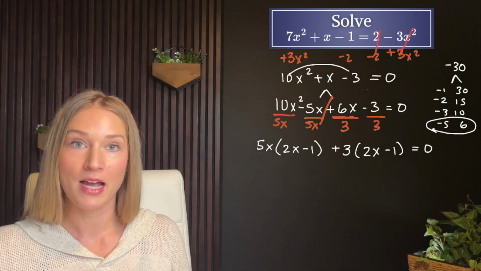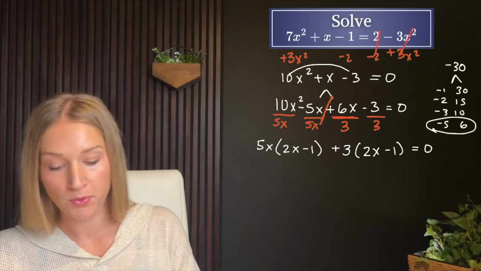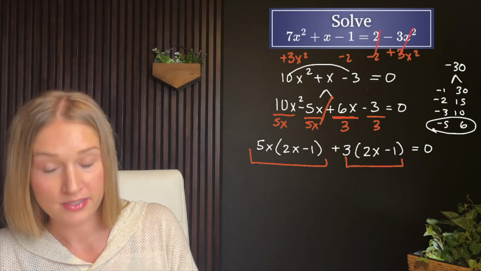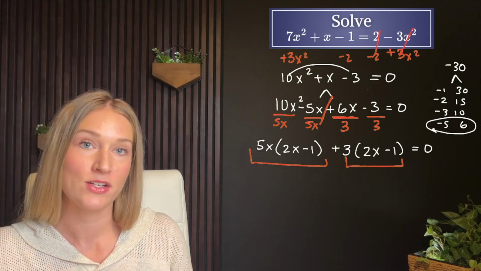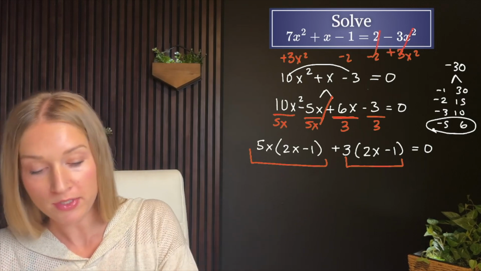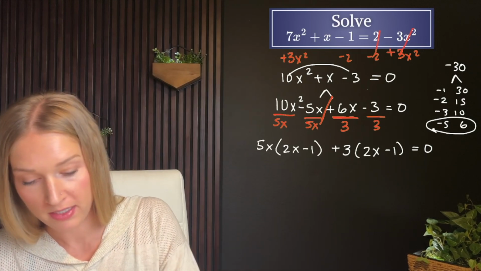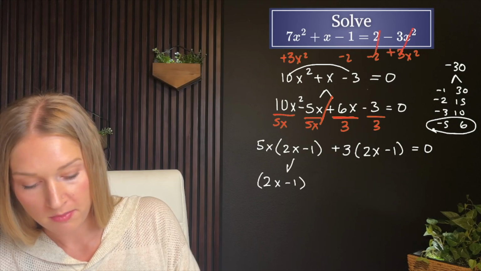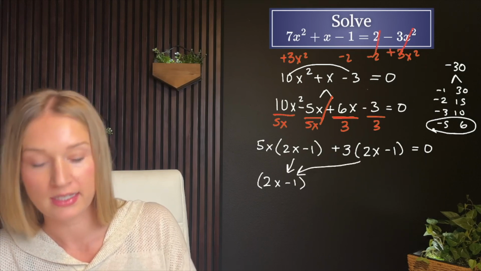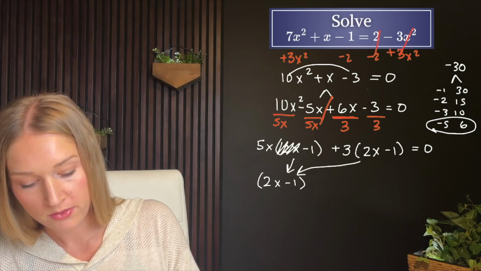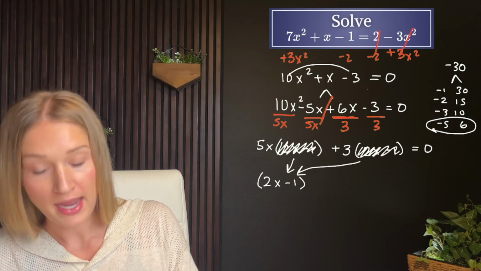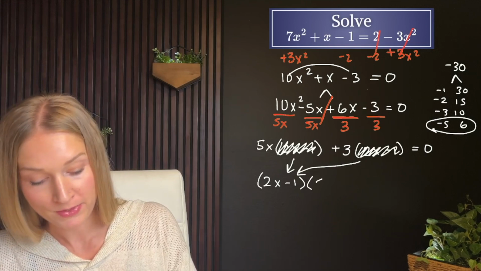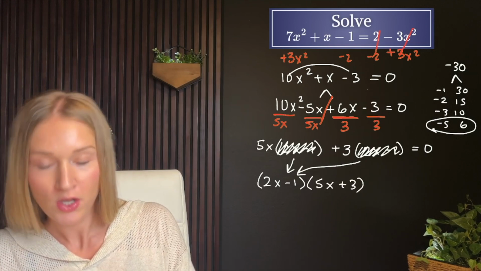Now from here, I do see a common factor between both of those two pieces. So this piece and this piece are both being multiplied by a 2x minus 1. So I'm going to factor out that whole 2x minus 1. So 2x minus 1 is going to come out of the first and that second piece. So when those are gone, I have the 5x and the plus 3 left, and that becomes my second factor. So 5x plus 3.